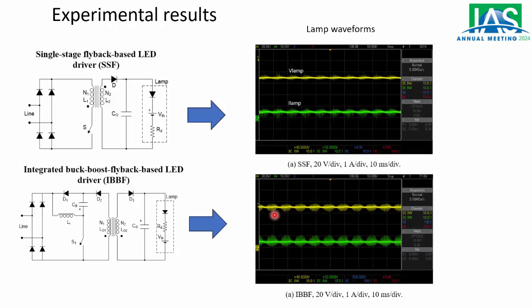And this is the picture corresponding to the same waveforms for the integrated converter. So this is the voltage and the current, so they are nearly the same with pretty much the same ripple, but we have more high frequency noise due to the operation and due to the interaction of both stages. But in any case, this is okay. So the operation of the LED lamp is nearly the same in both converters.